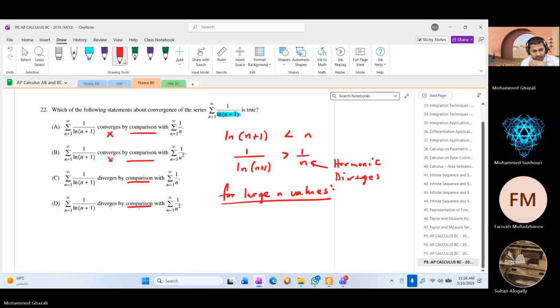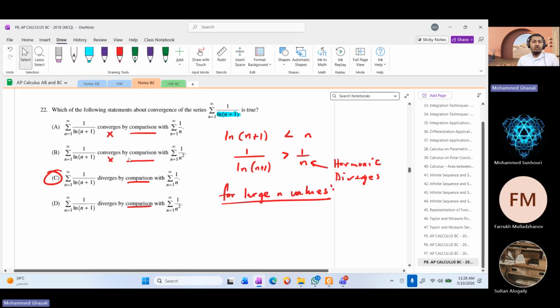So C. Yes, correct. Because with this you must try to use some kind of comparison. So I need to compare it. How did I know I needed to compare with 1 over n? Because I'm looking at these forms over here. I said, okay, ln n plus 1, and let's see which one is bigger. Then flip it, and you get 1 over n. You need to try to put these functions inside here.